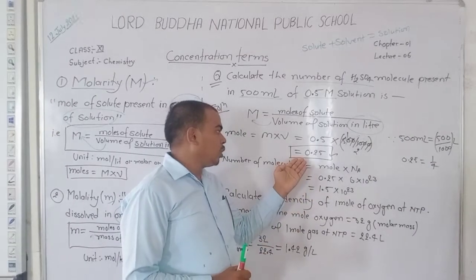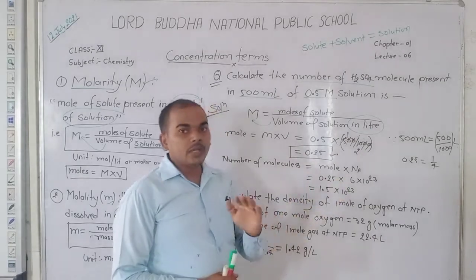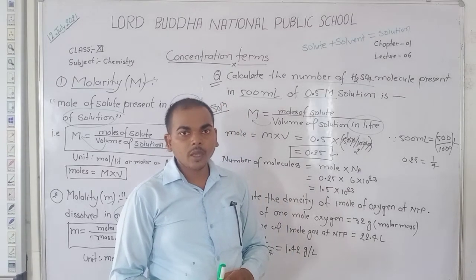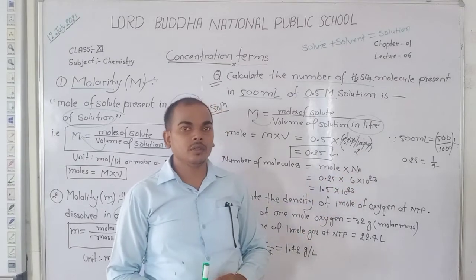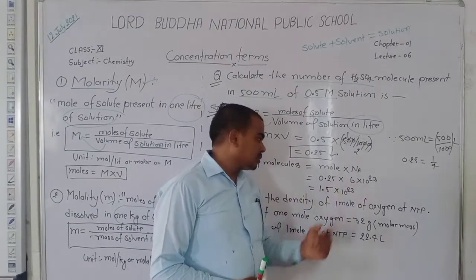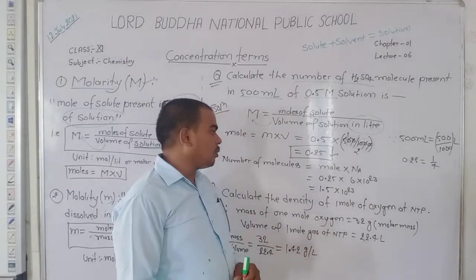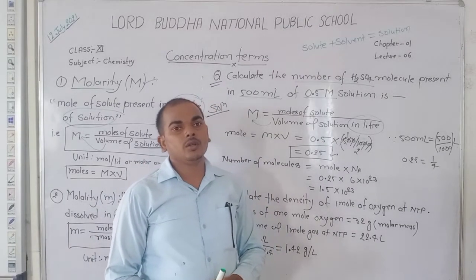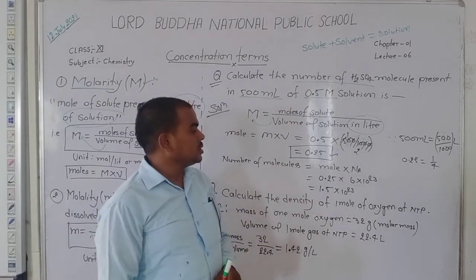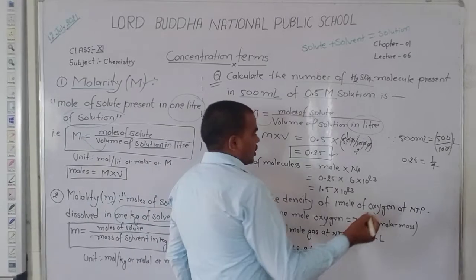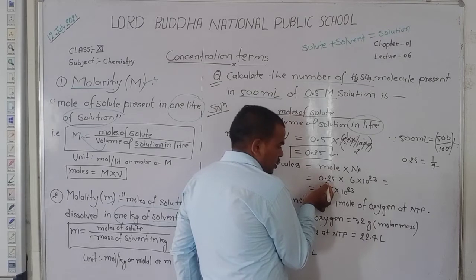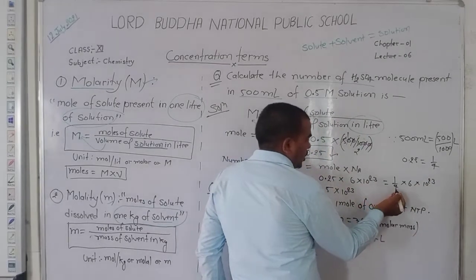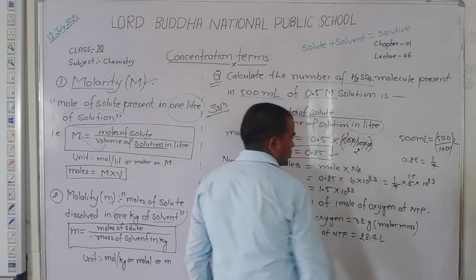We have mole equal to 0.25 into, you know that Avogadro number is 6.022 into 10 power 23, approximately 6 into 10 power 23. After the multiplication, we obtain 1.5 into 10 power 23 as the number of molecules of H2SO4. Finally, we sorted out the problem given in the question. Dear student, in short, this question is solved as 1 by 4 into 6 into 10 power 23. If you divide 6 by 4, you obtain 1.5.